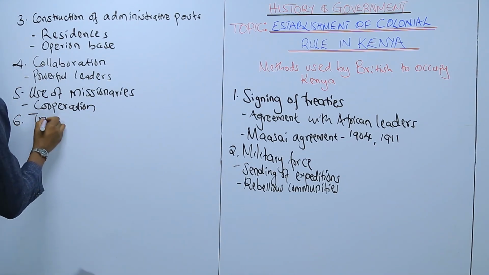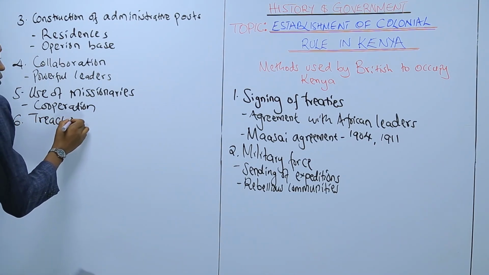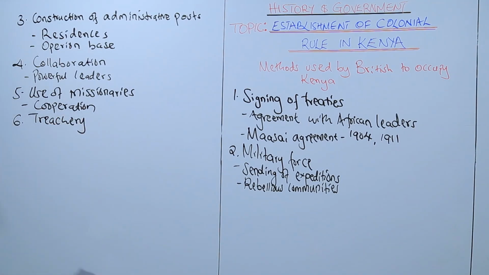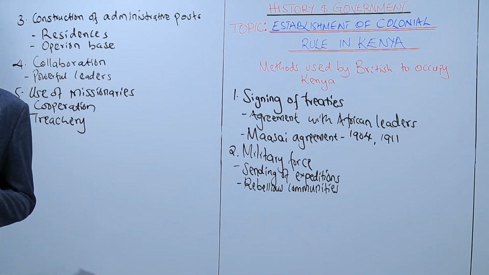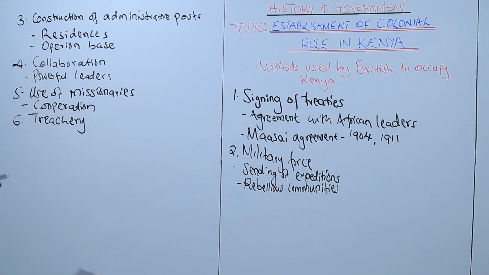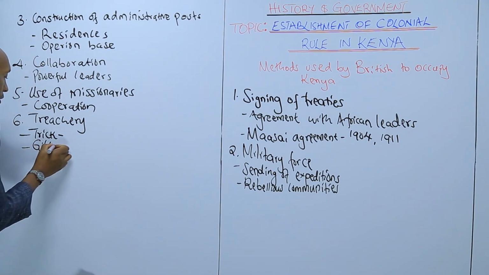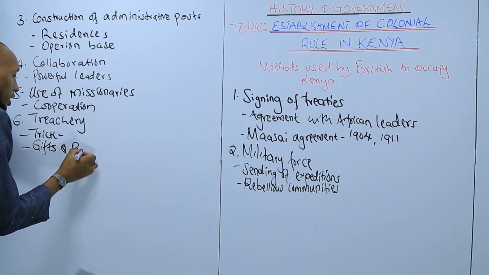And then lastly, the last method that was used by the British to occupy the land was that of treachery or trickery. They could trick the African leaders to give away their land in exchange of gifts and protection.